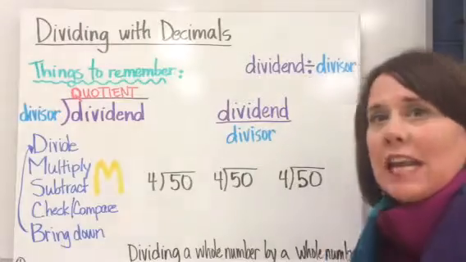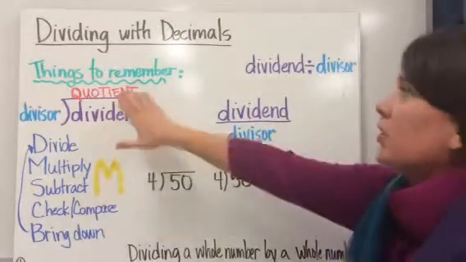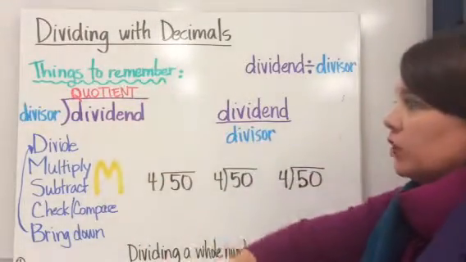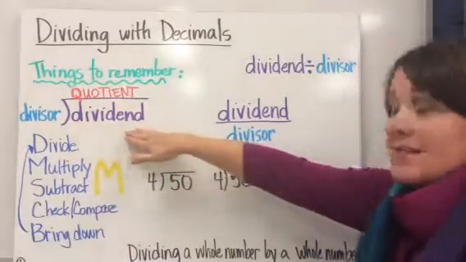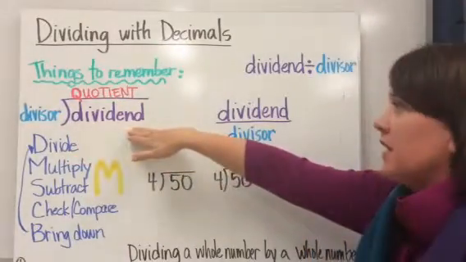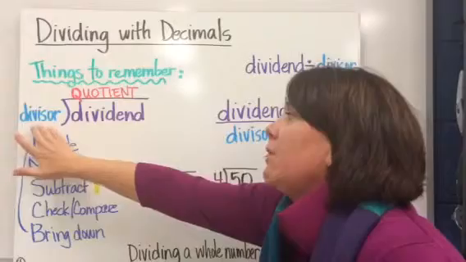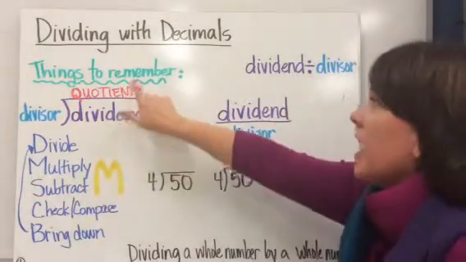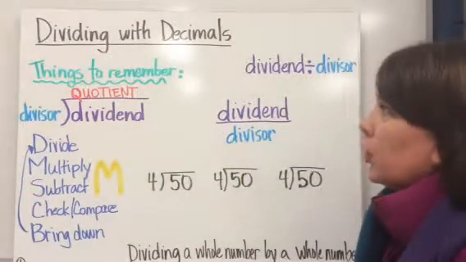Going to talk about dividing with decimals. Now, there are some things to remember about division. First of all, the number that goes inside the box is called the dividend, and the number that we're dividing by is the divisor, and the answer to a division problem is called the quotient.